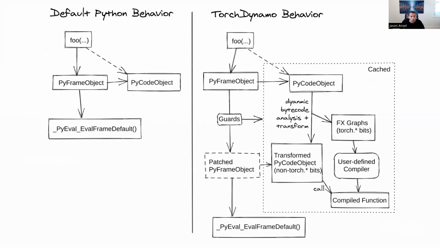The first is Torch Dynamo. Torch Dynamo is a just-in-time compiler for CPython, which dynamically rewrites Python bytecodes in order to extract a graph of PyTorch operations, which can be passed to many configurable compiler backends.